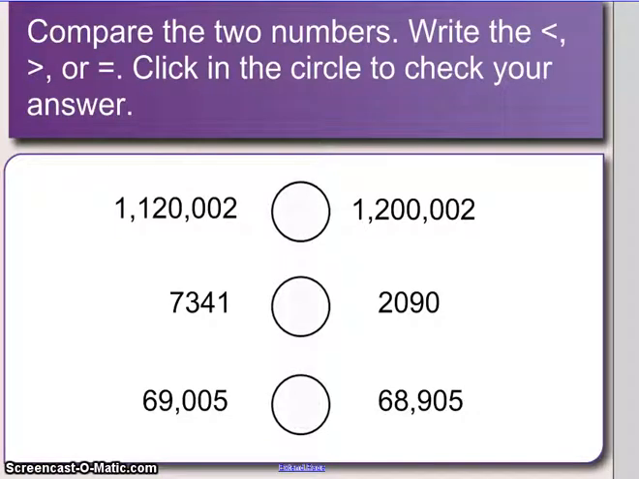Pause and write down your answers. 1,120,002 is less than 1,200,002. 7,341 is greater than 2,090. And 69,005 is greater than 68,905. I hope you're having fun.